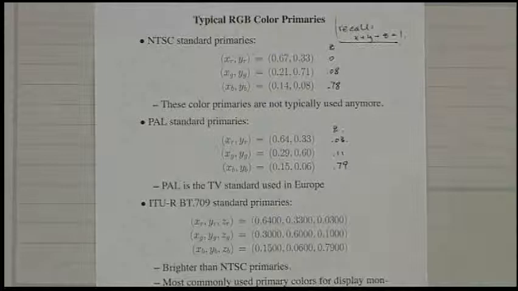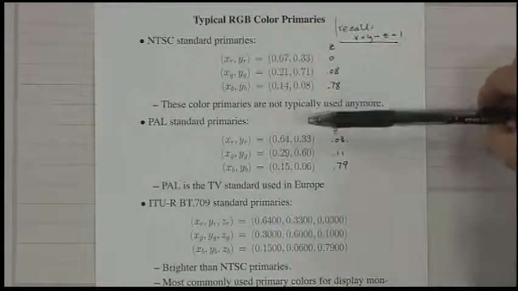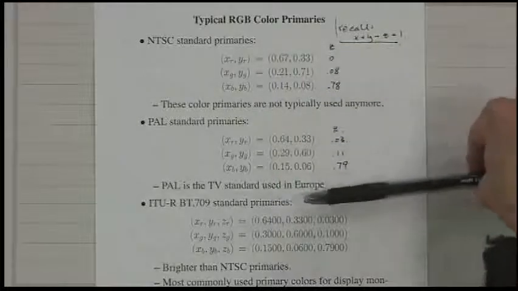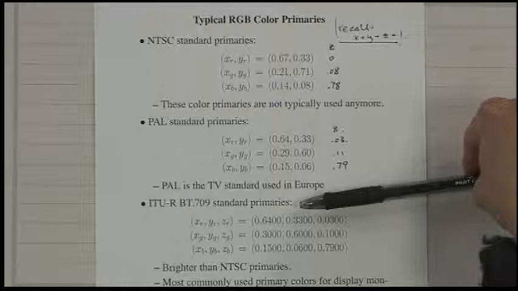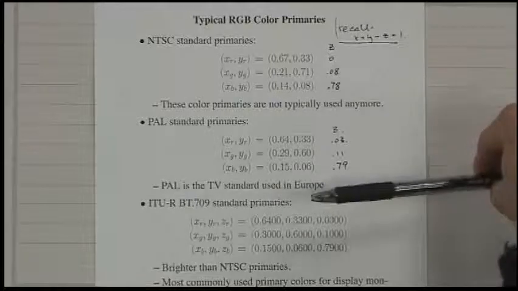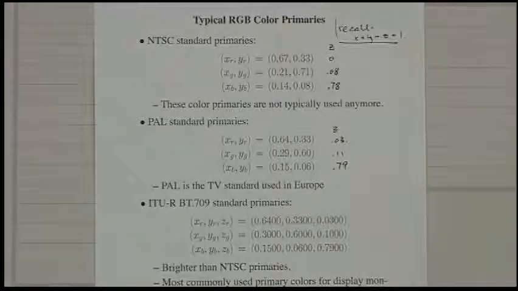I believe the first two are standards for television broadcast, but I'm not quite sure, so this may not be true. BT709 is a standard for high definition television. Would that be true? It's also sRGB. sRGB, okay.